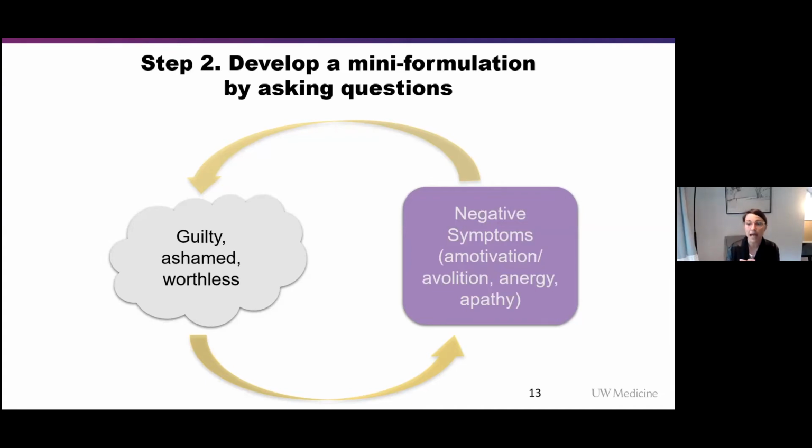Avolition, apathy, but they feel all that. They judge themselves. And so they're going to start to feel guilty, ashamed, worthless, all sorts of distressing feelings. And that then makes them want to do less, which if they act on that urge, perpetuates that cycle.